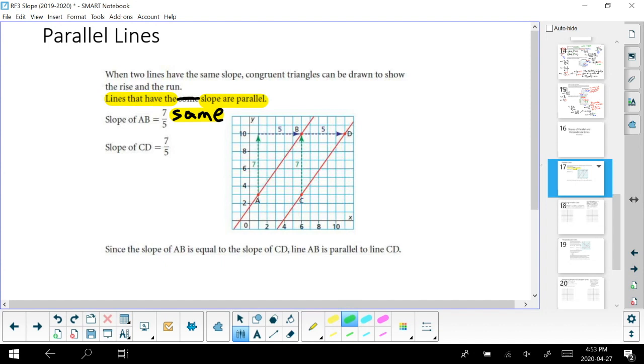In our example here, we have AB and we have CD, and we can see that they both have a slope of 7 over 5. They both go up 7, and they both go 5 to the right. Up 7, and then 5 to the right. So we can see that they will never ever intersect. They have the exact same slope.